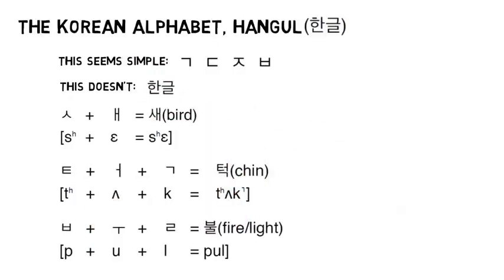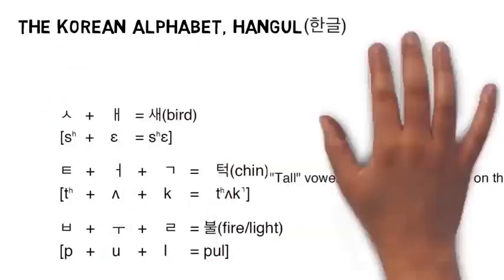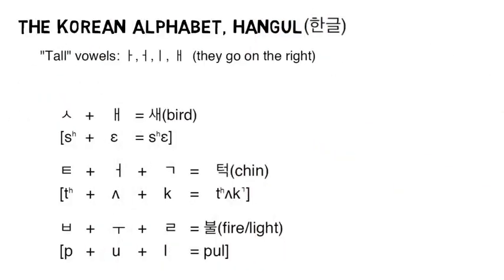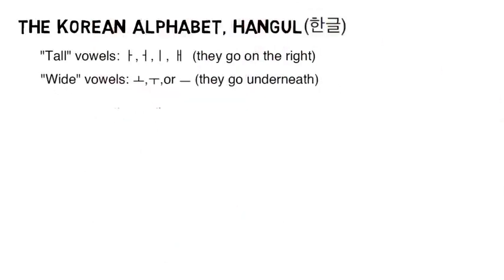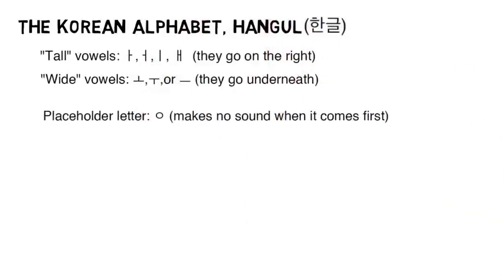If there's a final consonant, it always goes on the bottom. And your first consonant and vowel will either go left to right or top to bottom, depending upon whether the vowel letter is tall, like a, o, I, and e, or if it's wide, like u, o, or u. The only slightly tricky thing is if you start a word with a vowel. In that case, Korean uses a silent placeholder letter, an open circle, to take the place of the consonant that would usually be in that first slot on the left or up top.